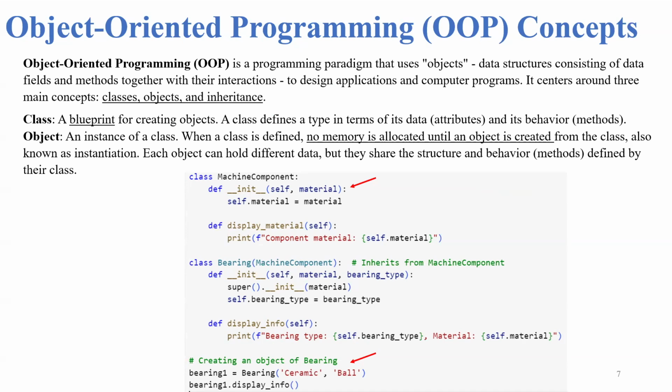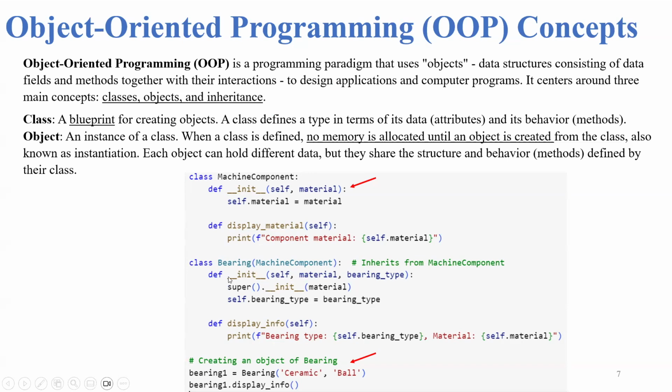So for example, here we are trying to have a class for machine components. So we initialize this class with init and self.material. So it has material as the particular attribute. And it can also have methods such as def display_materials. So here we are trying to display: the component material is self.material.